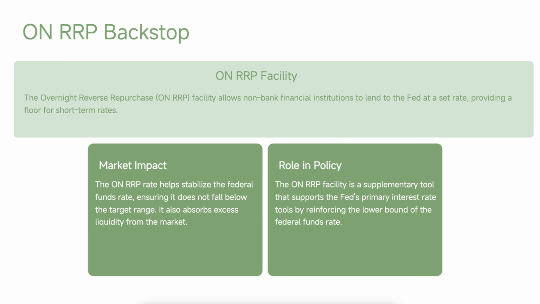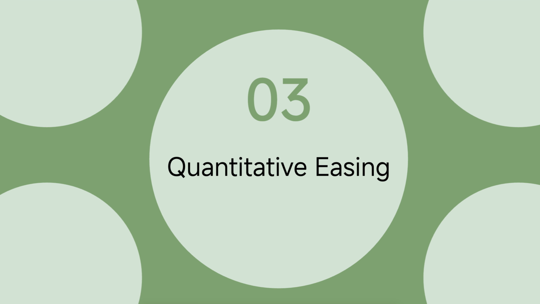The Overnight Reverse Repo Facility, or ON-RRP, extends that floor to non bank institutions. Money market funds can lend money to the Fed overnight at a fixed rate, ensuring short term rates don't fall too low. ON-RRP also absorbs excess liquidity from the system, giving the Fed extra control when money markets are overflowing with cash, such as after a large stimulus program.